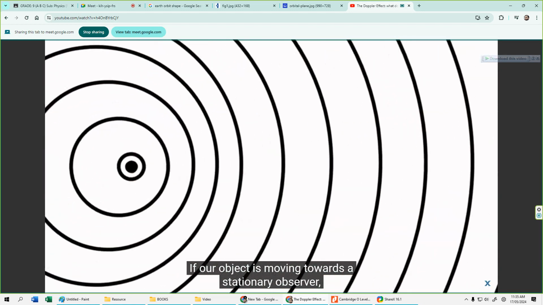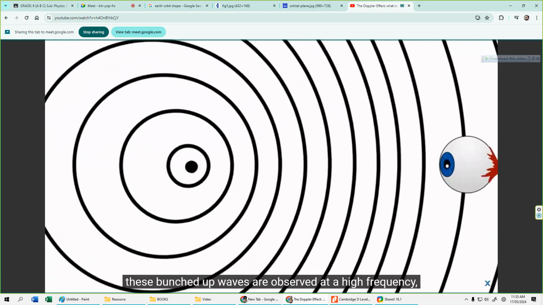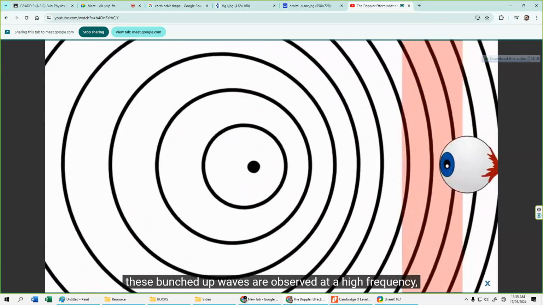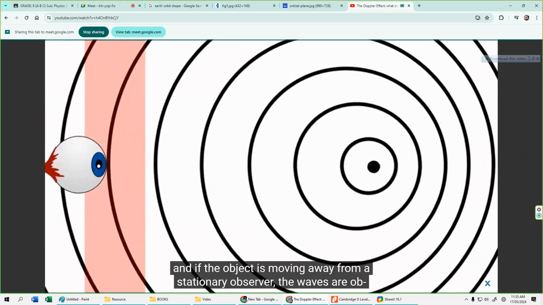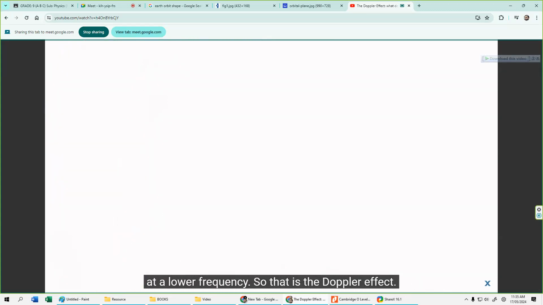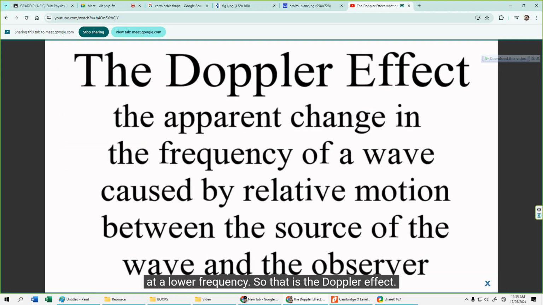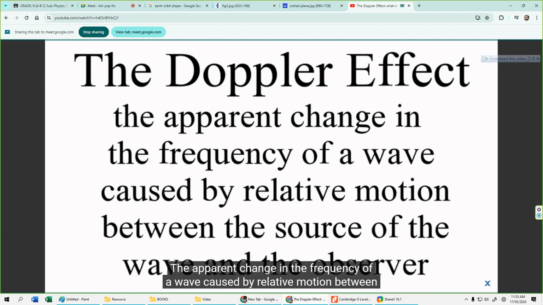If our object is moving towards a stationary observer, these bunched up waves are observed with a high frequency. And if the object is moving away from a stationary observer, the waves are observed at a lower frequency. So that is the Doppler effect, the apparent change in the frequency of a wave caused by relative motion between the source of the wave and the observer.